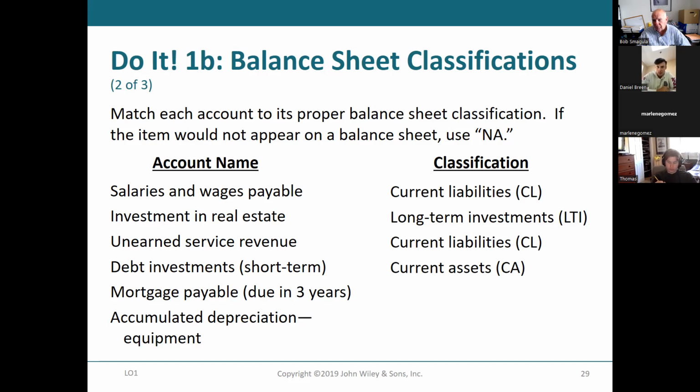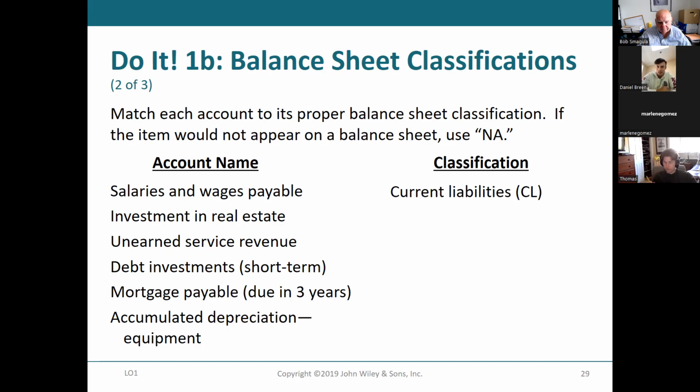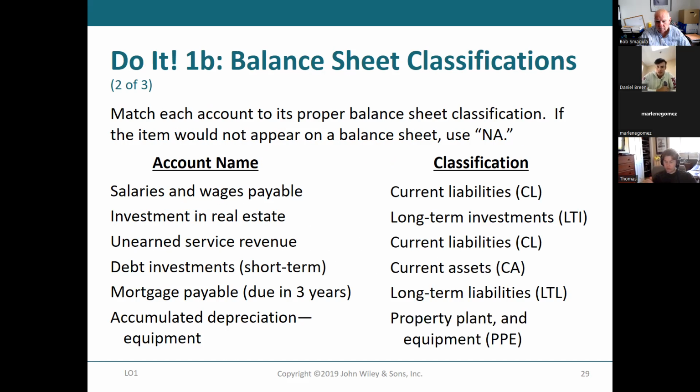Mortgage payable due in 3 years. Long-term liability. And accumulated depreciation is part of a fixed asset. I just want to see one thing here. That's part of your property, plant, and equipment. Okay.